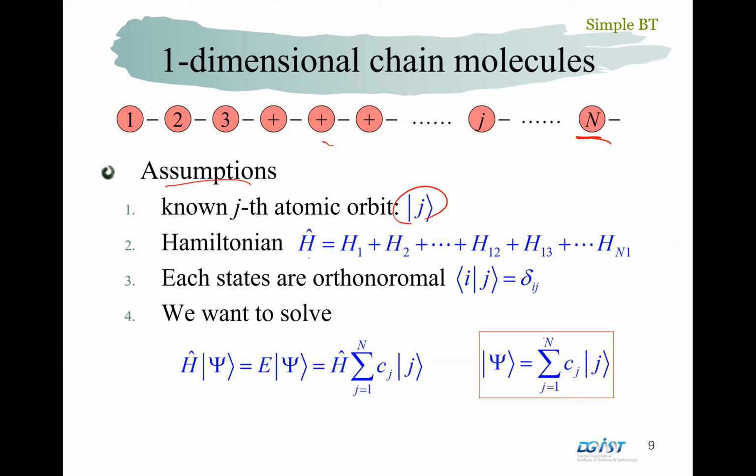And the total Hamiltonian of the system is the Hamiltonian of each atom. H1 means the isolated Hamiltonian of a given atom. And this is the interaction terms. H12 means the interaction between 1 and 2, and H13 is the interaction between 1 and 3. Right? And this is very important. Each state is orthogonal. So for the i state and j state, the inner product generates the delta function. And what we want to solve is the total Hamiltonian, which is given by this one. And we want to obtain the wave function and the energy.